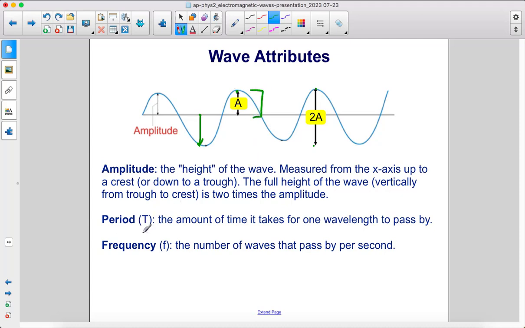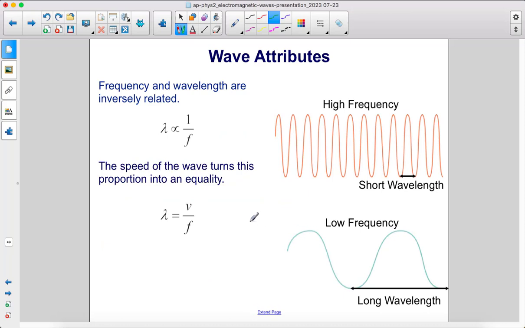The period, capital T, is the amount of time that it takes for one wavelength to pass by one spot. So if this wave is moving to the right, you could see how long it takes for a crest to pass by this point, and then for the next crest to pass by. So the amount of time between crests passing one point. The frequency is the inverse of period, and is the number of waves that pass by per second.